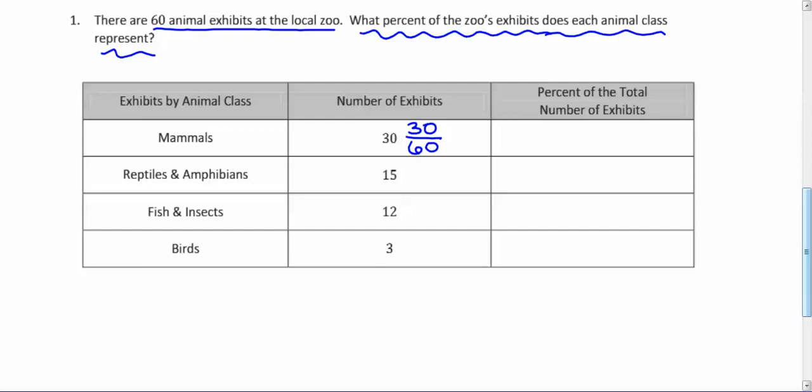A lot of you guys can simplify this one pretty easily. 30 out of 60 simplifies to what fraction? 1/2. Cadence? 1/2, very good.